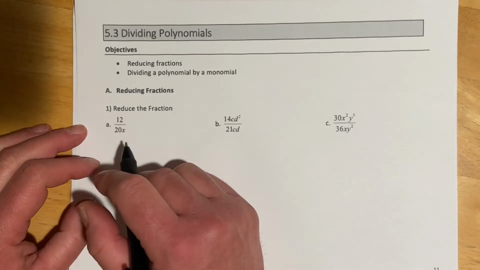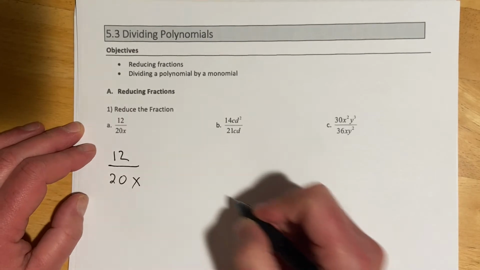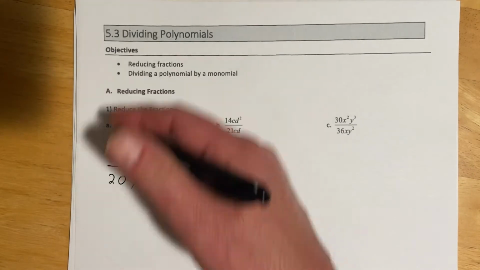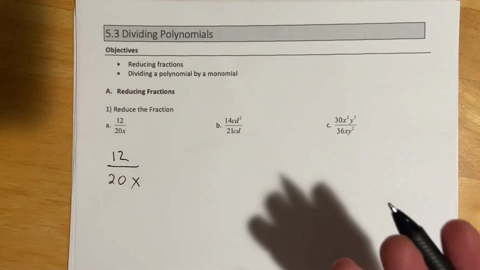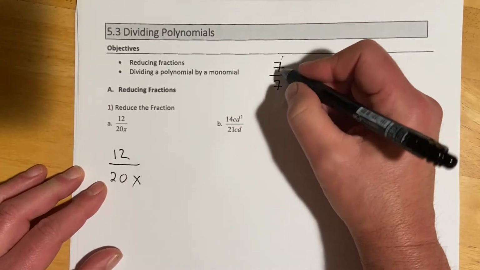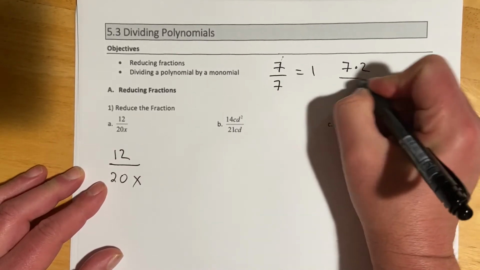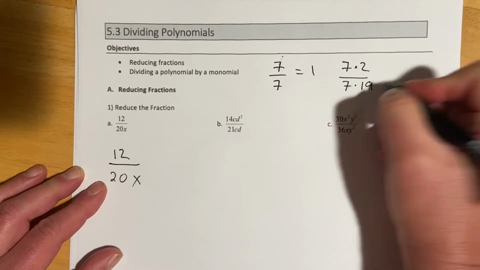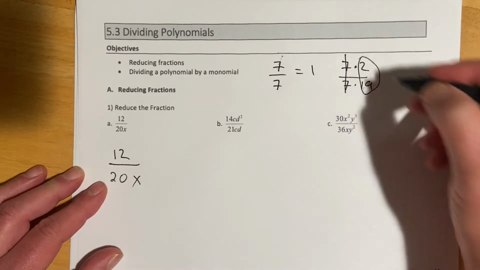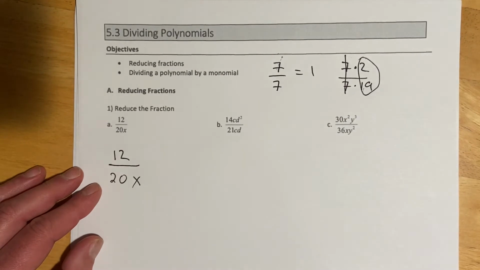So, reducing a fraction. If I have something like 12 over 20x, what I want to do is cancel when I have basically the same thing in the numerator and the denominator. The reason for that is that would be a version of 1. Say I have 7 over 7, those would be the same thing. They would reduce to 1. So it makes sense if I have 7 times 2 over 7 times 19, whatever that is, I can cancel out that 7 over 7 because it's a 1, and that leaves me a reduced fraction. That idea is how I'm going to approach these problems.